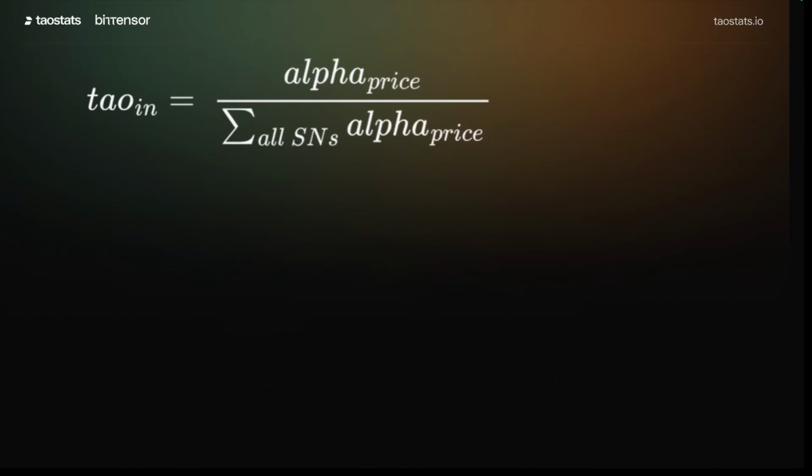Hi there, TauStats community. It's the first week of November 2025, and with the chain release that's going to happen this week, we're going to have a fundamental change with the way tau is emitted into subnet pools.